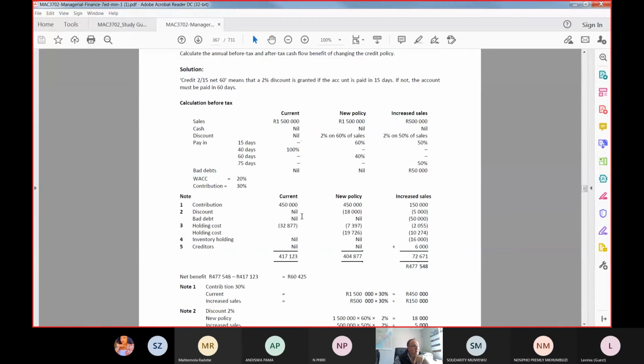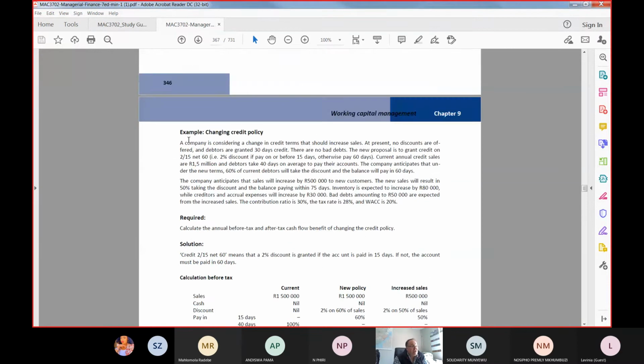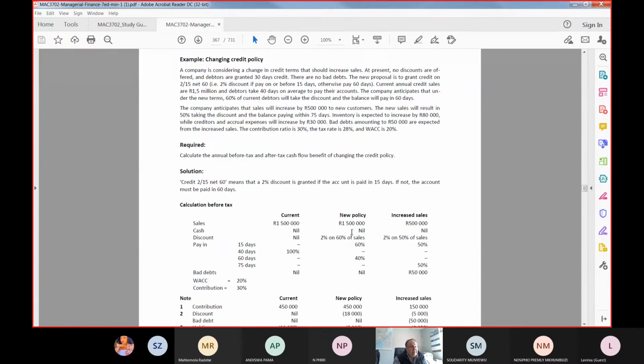Here's another one, which I want you to take into consideration. This company has a change in policy. They move from one policy to another. Under the new policy, they're going to have a discount of 2% on 60% of the sales that they're going to take advantage of. But by doing that, the sales will increase by 500,000. And of that 500,000, 50% will get a 2% discount.